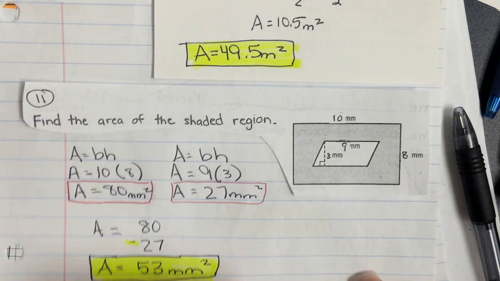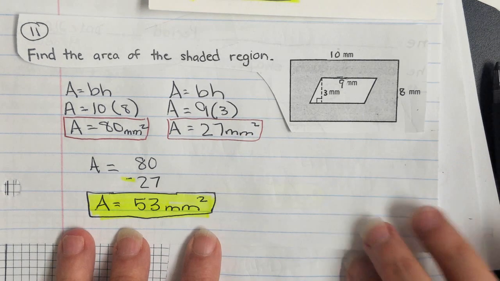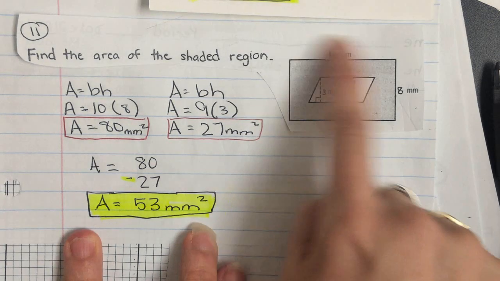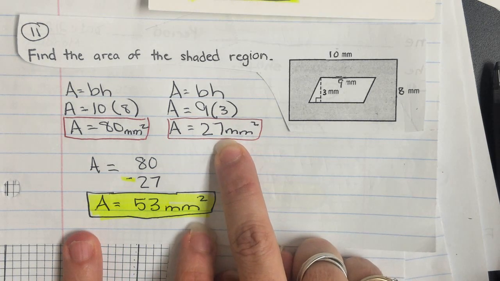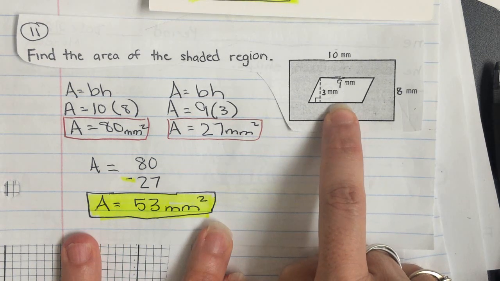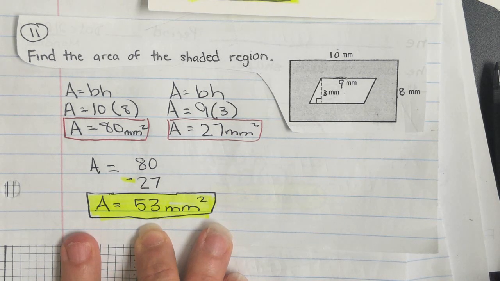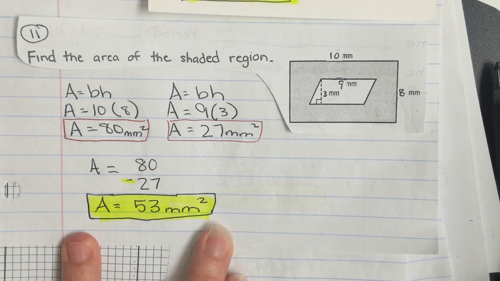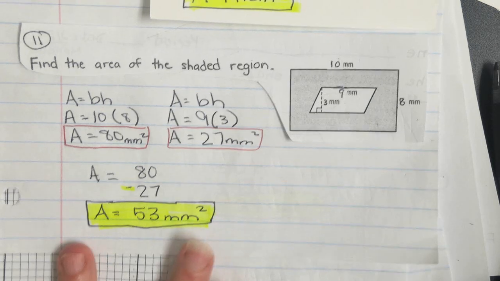Number 11. This is where we start shaded region. To me, it's where you take out the middle, usually. Take out that middle. So my outside rectangle was 80. My middle parallelogram was 27. But since we want to get rid of the middle, I subtracted. So if you've got like 107, you added. But we need to subtract on these. Think about it as ripping out the middle and throwing it away. Good on that one? Okay.